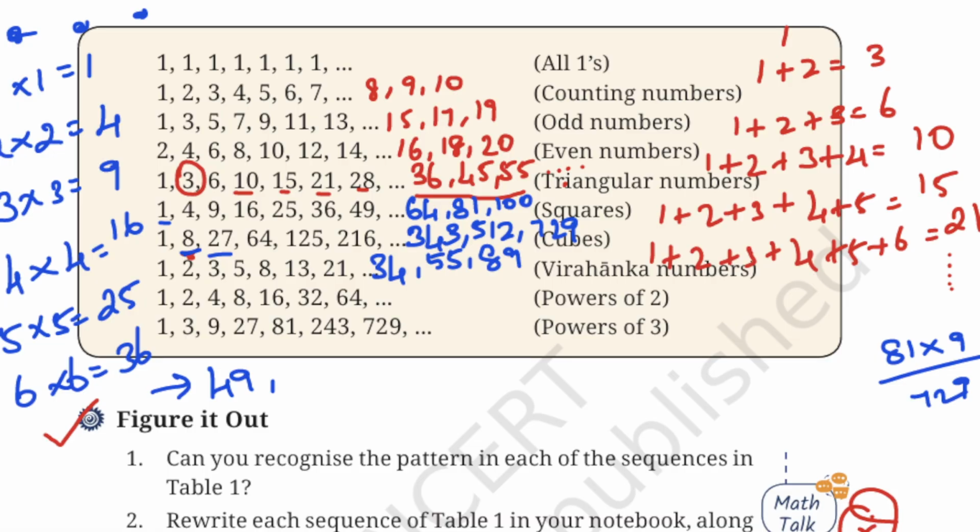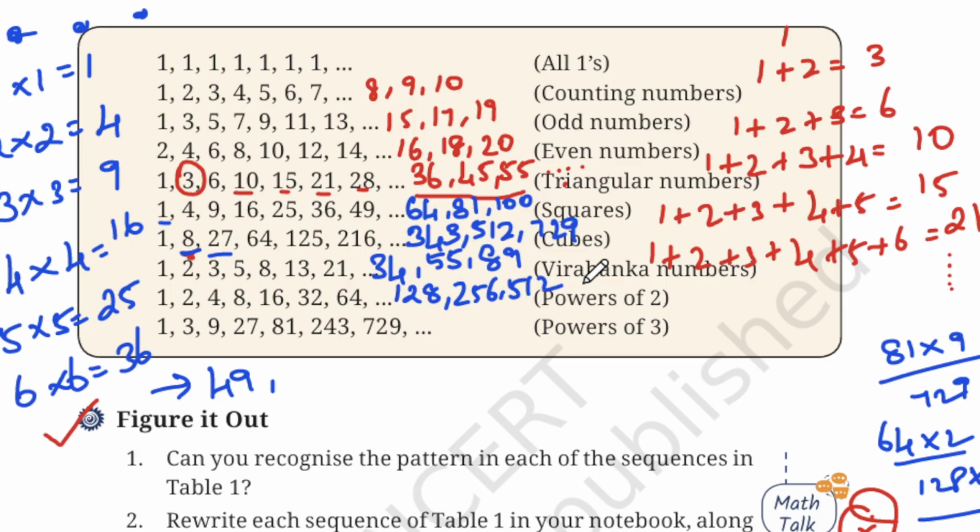So 64 into 2. 4 2s are 8, 6 2s are 12. So 128. Again, you have to multiply 128 into 2. So what is 128 into 2? 128 2s are 256. So 256 into 2, it's 512.